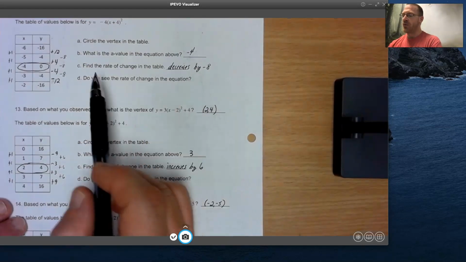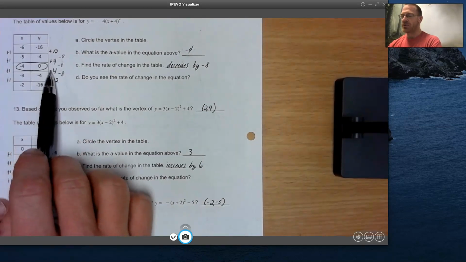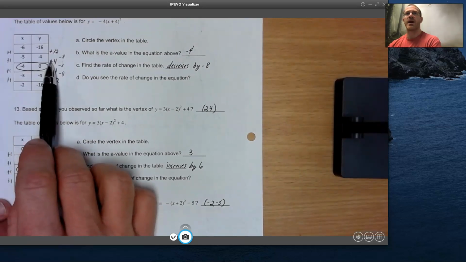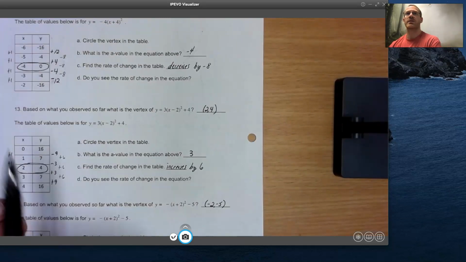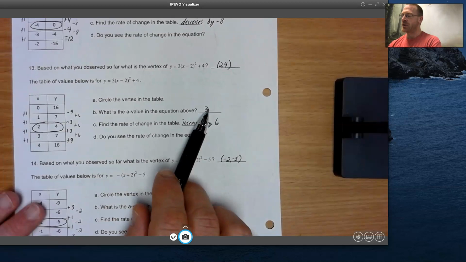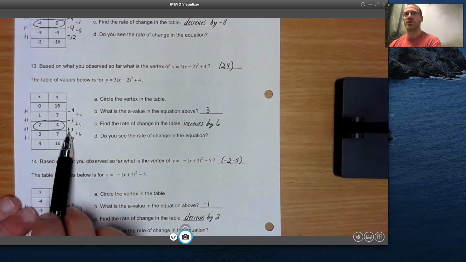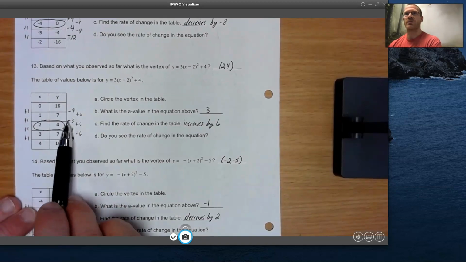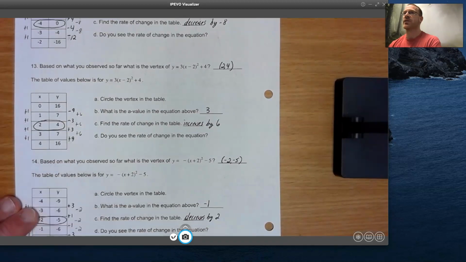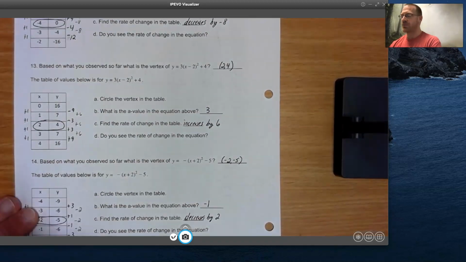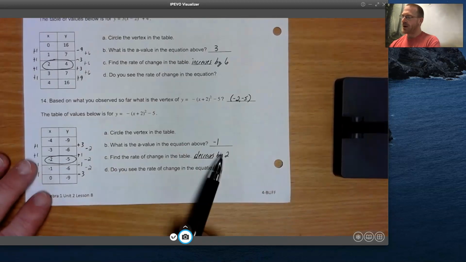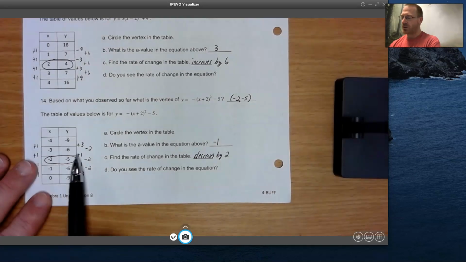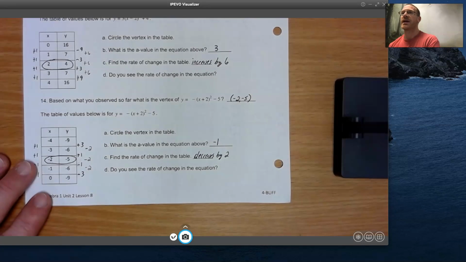Our A value is -4. Let's look at our vertex. Look at those first two changes around our vertex, +4 and -4. All right, our A value is 3. Look at those first two changes around that vertex, +3 and -3. All right, our A value is -1. Look at those first two changes here, 1 and -1.